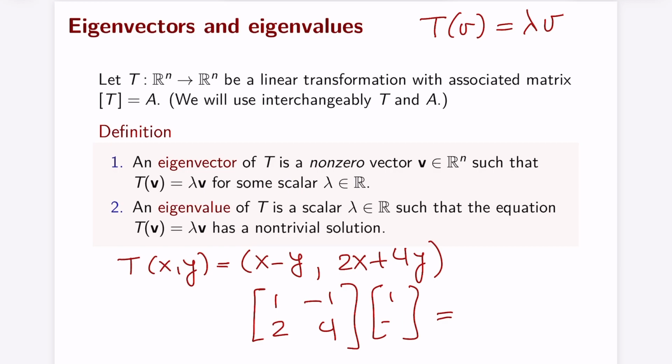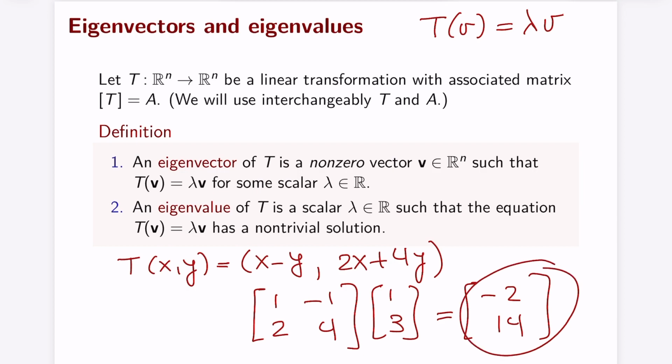We can see also that there are vectors that are not eigenvectors. So let's put just this vector, for instance, 1, 3. Let's multiply. When we multiply here, we obtain that this is 1 minus 3, this is minus 2. And the other one is 2 plus 12, this is 14. So we can see here that this vector actually is not a multiple of this.